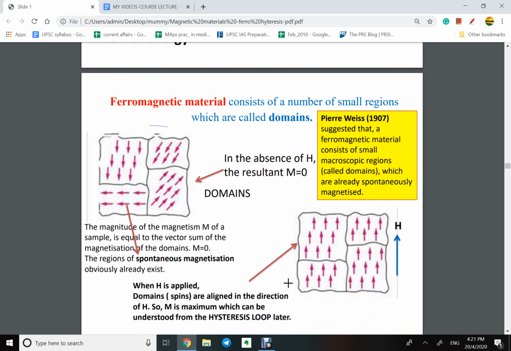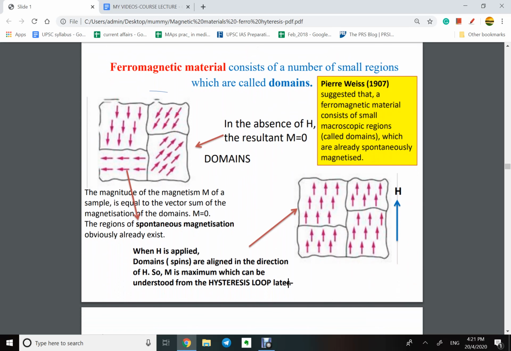Now this slide explains the domains. If you do not apply the magnetic field, what happens to the domains? When you apply the magnetic field, what happens to the domains? How are the domains disturbed?